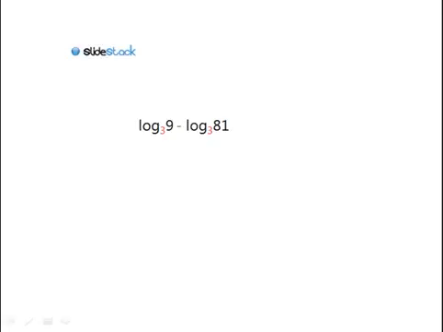In this example, we have the log base 3 of 9 minus log base 3 of 81. Following the quotient law, this equals log base 3 of 9 divided by 81. Next, let's look at the next property.